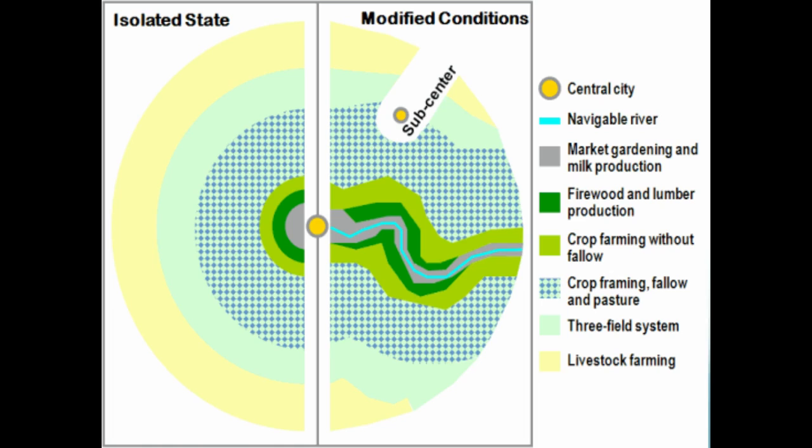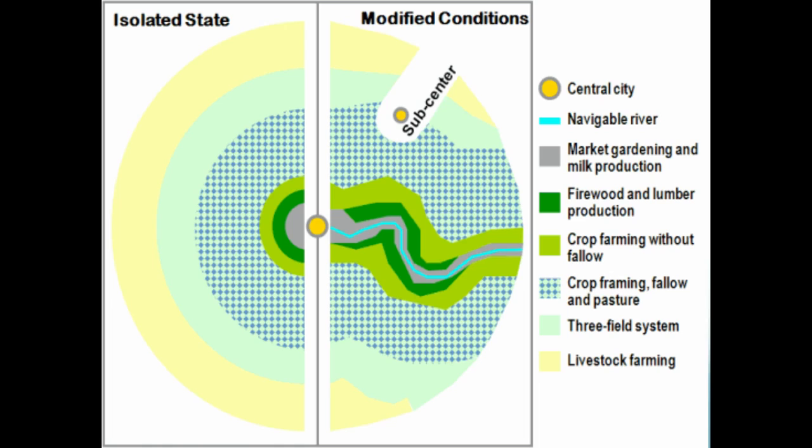So you can transport your goods to the city and still make some profit. As you get further and further away, you see crop farming without fallow, and crop farming with fallow and pasture. Fallow means you simply let stuff grow there and die. It actually re-energizes the land with nutrients. The closer you get to the city, the more expensive the land is, and you can't afford to let your land go to waste, so without fallow is closer to the city. With fallow and pasture means you can have livestock grazing, which you can afford to do a little further away.